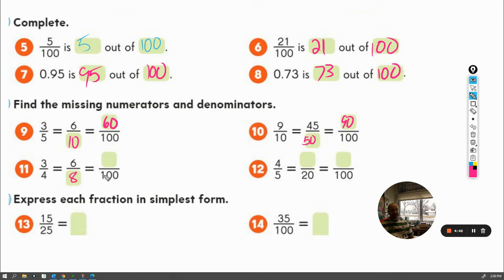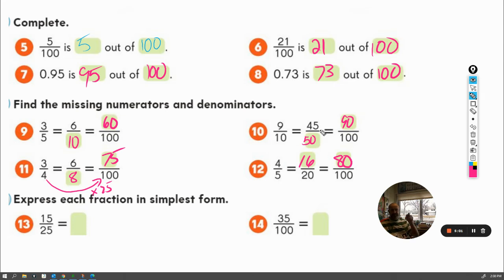I can't get directly from 8 to 100, but 4 times 25 is 100, which means 3 times 25 is 75. And then 5 times 4 is 20. 4 times 4 is 16. 20 times 5 is 100. 16 times 5 is 80. Boom, boom, boom.